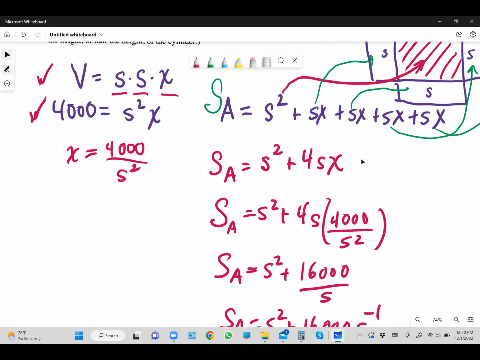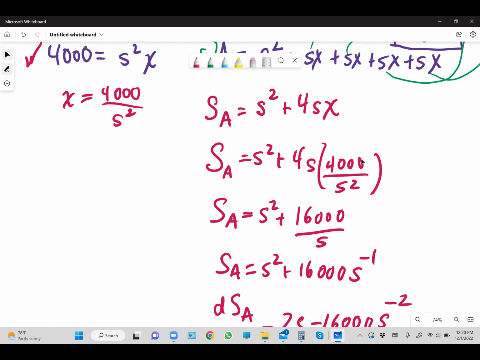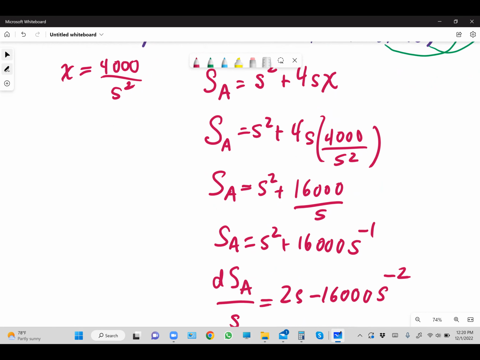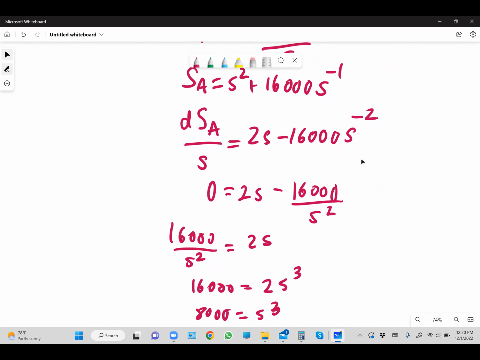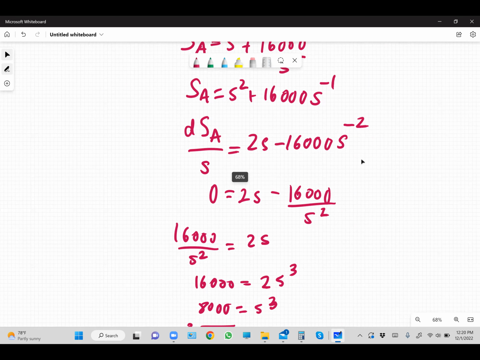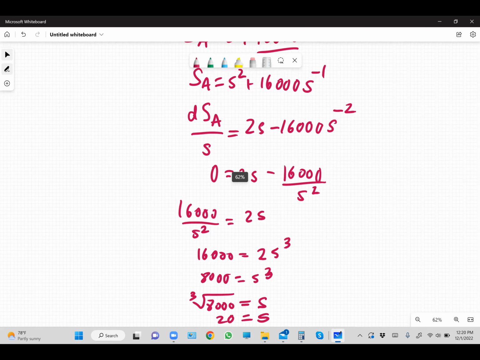Then all it is from there is some algebraic manipulation. Notice that one of the S's cancels, so I'm just left with an S in the denominator. I write S squared plus 16,000 S to the negative 1. Then I take the derivative of that, I set it equal to 0, and I solve for it. And it gives me S is 20.